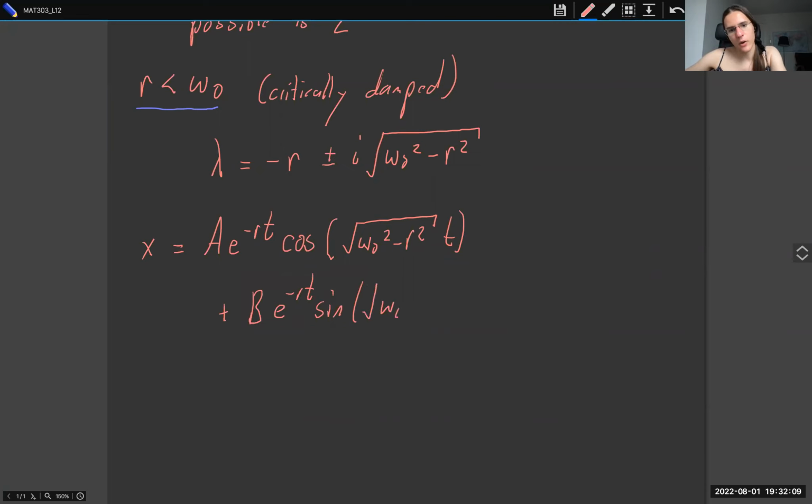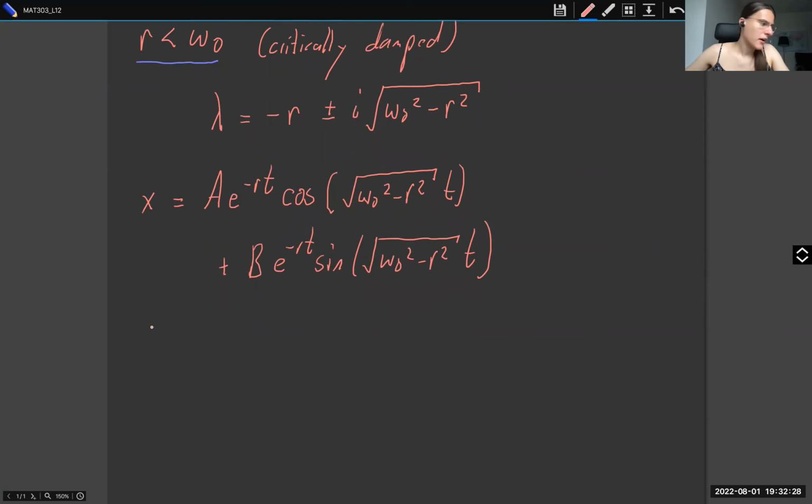Square root of omega naught squared minus R squared, T. And so I think let's check what the names of this is. So what happens is that in this case, T is equal to 2 pi over omega naught. Let's say T naught is known as the natural period, the undamped period.